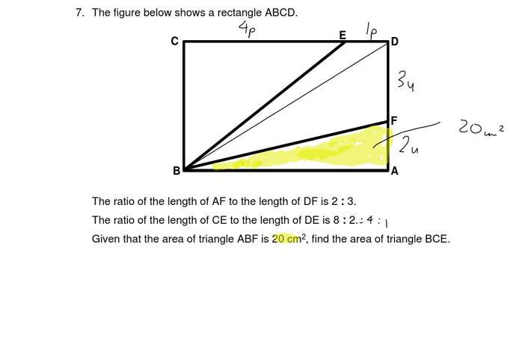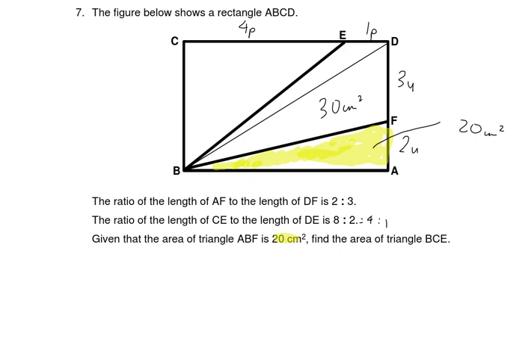am I right to say that this part is 30 cm square? Yes or no? Because they have a common height, right? Their bases are in the ratio of 2:3. That means the ratio of their areas is also 2:3, right? Correct or wrong? Understand?